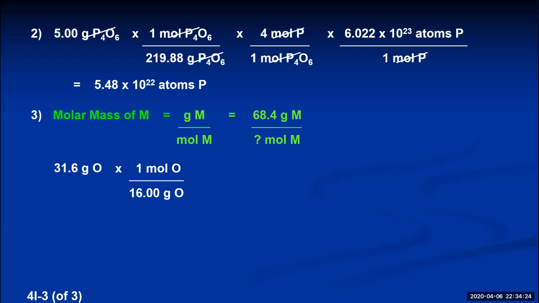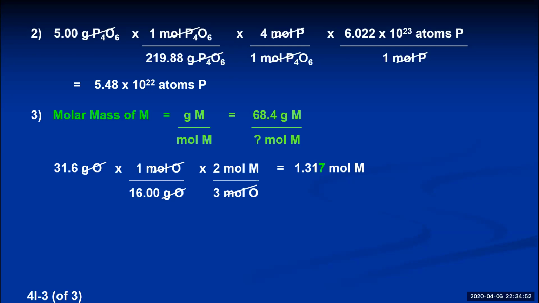I'm going to convert the grams of oxygen into moles of oxygen by using oxygen's molar mass. And then from the formula of the compound, there's 2 moles of M in the compound and 3 moles of oxygen. I'll make an equality statement out of that: 2 moles of M equals 3 moles of oxygen, and arrange it with the moles of oxygen on the bottom to cancel out so that I can determine theoretically how many moles of M must be in that 100-gram sample. And that comes out to 1.317 moles.